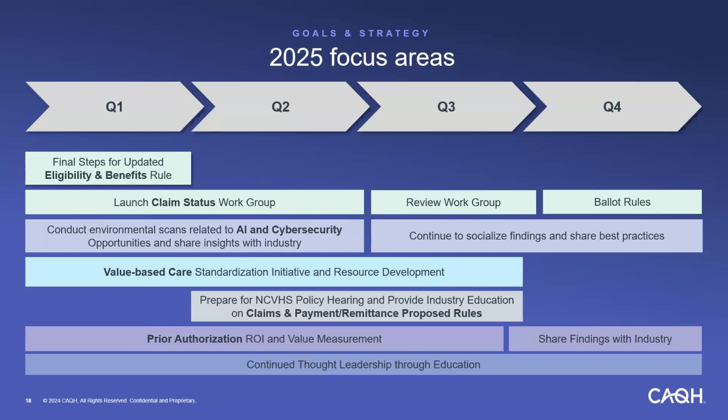Last but not least, we also prepare for the NCVHS policy hearing for provider industry education on claims and payment and remittance advice proposed rules that you should expect in the second quarter. We're also always working on prior authorization, our ROI and value measurement studies. You should expect to see some work next year in that space as we continue to work with not only participating organizations, but the broader industry to understand the burden that new regulation may have, how we can reduce some of that burden, and how the interplay between the new regulations and new standards works with the existing infrastructure and transactions that are in place today for prior authorizations.